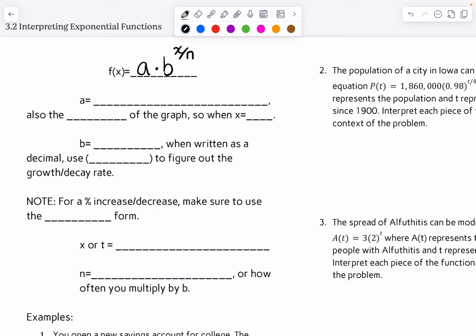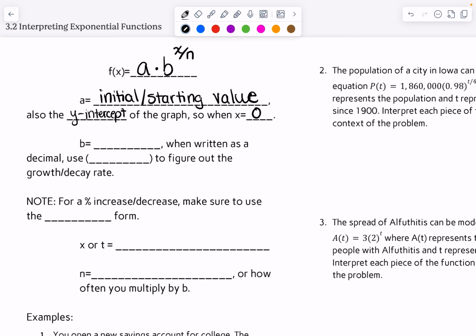So the a, if you remember correctly, was our initial or starting value. That initial or starting value of our function. It is also the y-intercept of the graph, so when the x equals 0. So if you're looking at the graph of a function, that initial or starting value is when that x is 0, so that is our y-intercept.